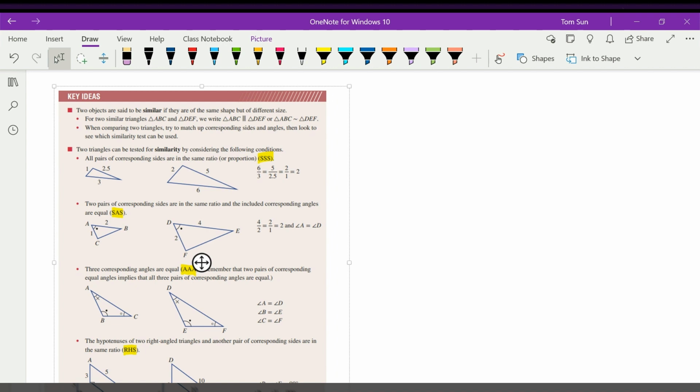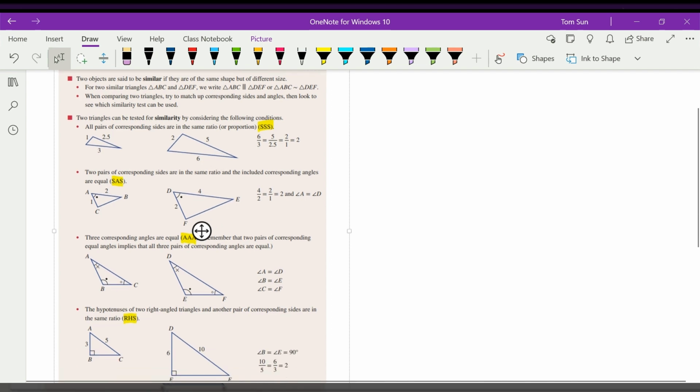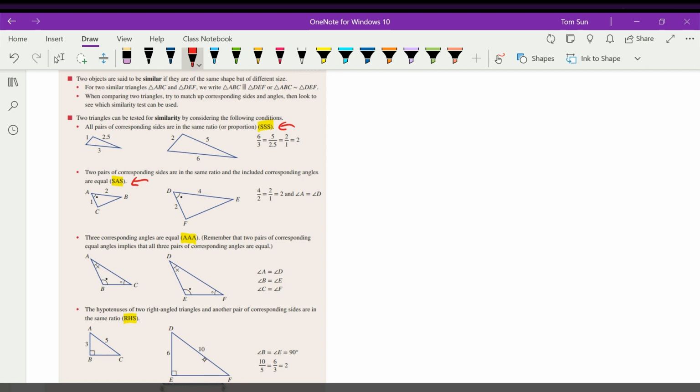Now, we've already done this with congruency. Remember, in one of the chapters that we did, we had to prove that two triangles are congruent. In this case, we can now prove two triangles are similar with conditions that are similar to the ones that we used for congruency. Take a look at the ones that I've highlighted over here. These are the four conditions that you can use to prove that a triangle is similar to another.